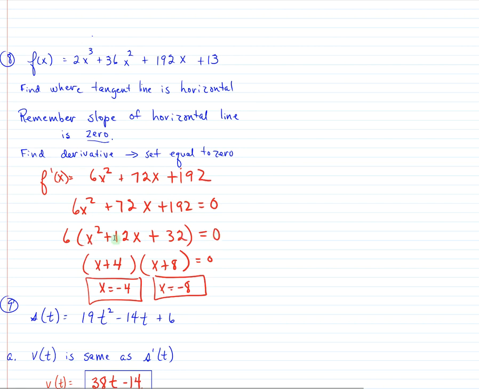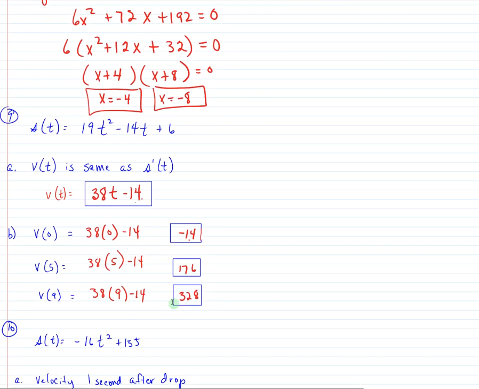Now we're going to factor this. x minus 4, x minus 8. 4 times 8 is 32, and 4 plus 8 gives you 12. So that works. So when you set both of those equal to 0, you get x is 4 or x is 8. Those are the two places where our tangent line is horizontal. So that would be your answer for number 8.